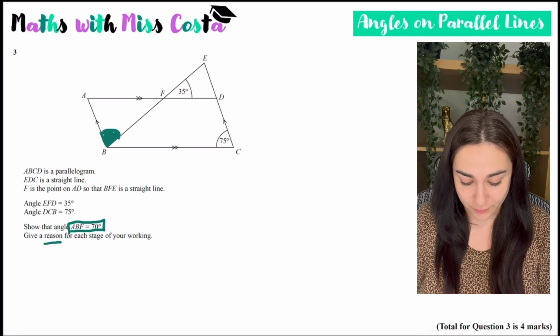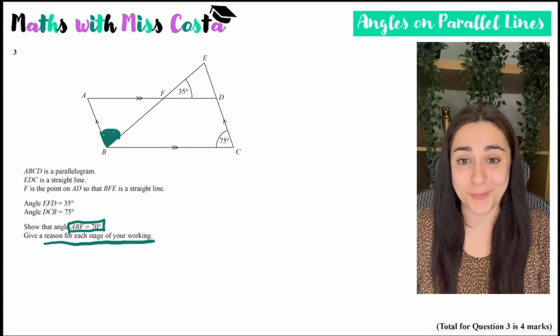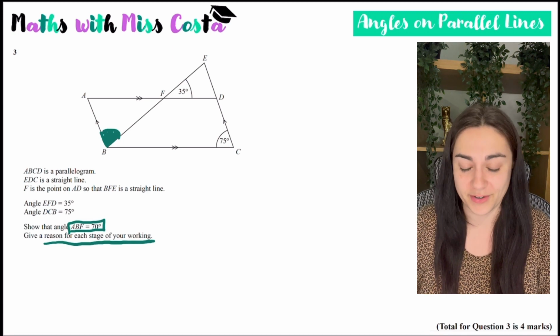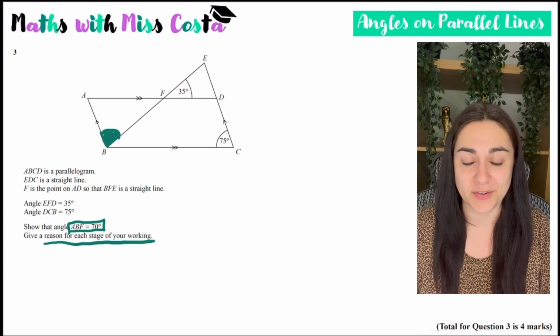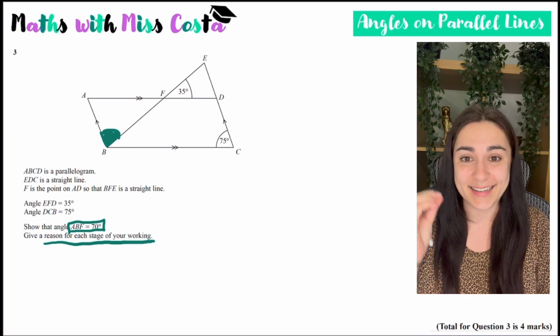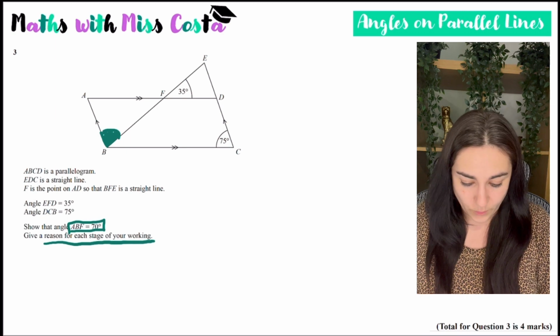And it says give a reason for each stage of your working. So be sure to give that reason, even if that reason is angles on a straight line sum to 180 or angles in a triangle sum to 180. Whatever the reason, as simple as it is, state it. So what can we do first?